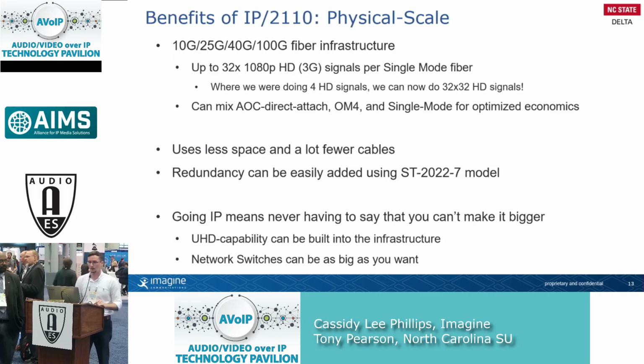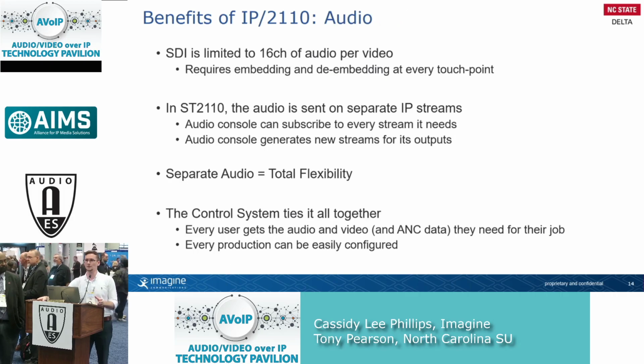So benefits of 2110 for this system: physical scale, using 10 gig, 25 gig, 40 gig, 100 gig fiber infrastructure. So again, this allowed us to use 2 strands of fiber where they used to have only a single HD video uncompressed of 1.5 gig. They're doing 1080i and 720p. Now they can do 32 3G signals on one strand of fiber going one way and 32 coming back the other way. So fiber optimization was huge.